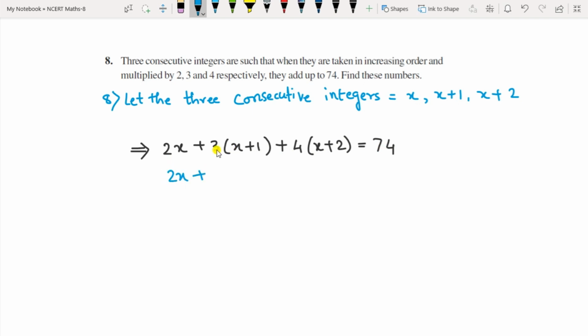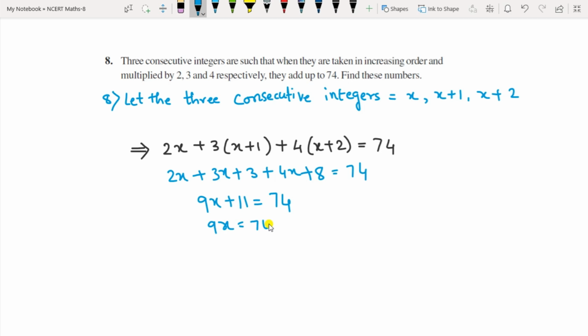2x plus, as you know, if any number is outside the bracket, it gets multiplied with both the terms inside the bracket, or whatever number of terms are there inside the bracket. So it becomes 3x plus 3, plus 4 into x is 4x, 4 into 2 is 8, equal to 74. Now the x terms are 2x, 3x and 4x, that total up to how much? 9x. 3 and 8 gives 11, that sum up to 74.